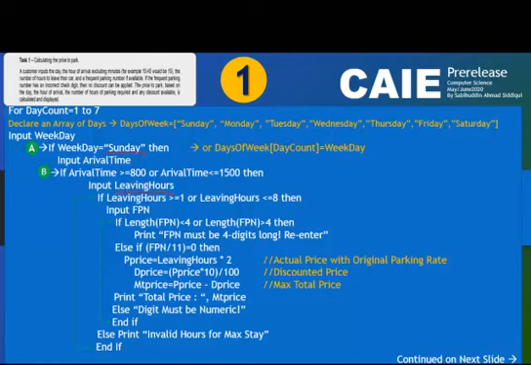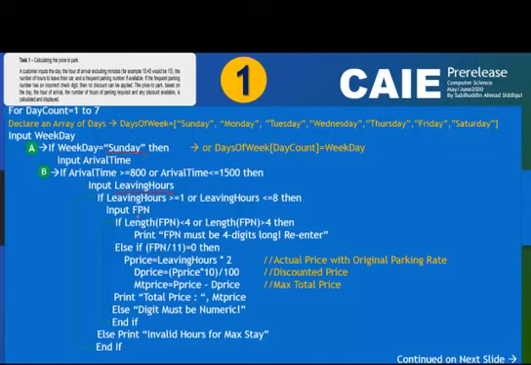So if leaving hours is greater than or equal to 1, that means the max is 8 hours for which you can park your car. So if leaving hours is greater than or equal to 1 and less than or equal to 8, then input FPN. FPN, we already know, is the first pin number, basically the parking number, right?